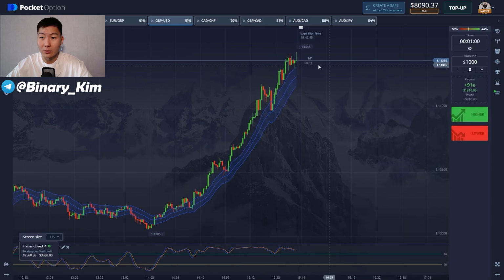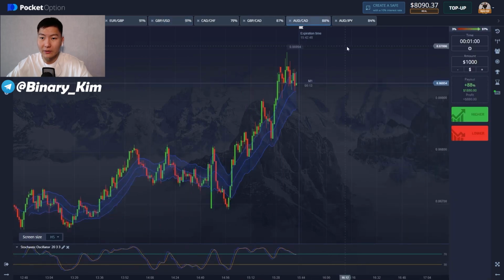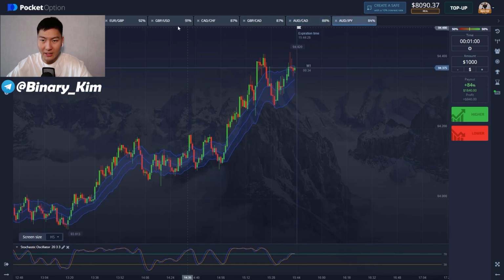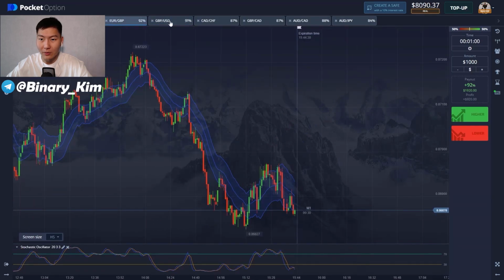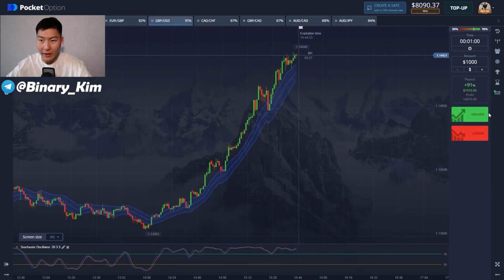We already got $8,000 on the balance, and let's open a final position in order to consolidate our gains, and then I'll be happy with the profit. So let's find another currency pair. We need the highest payout rate. And let's open, let's tap on this one again and open a long position.